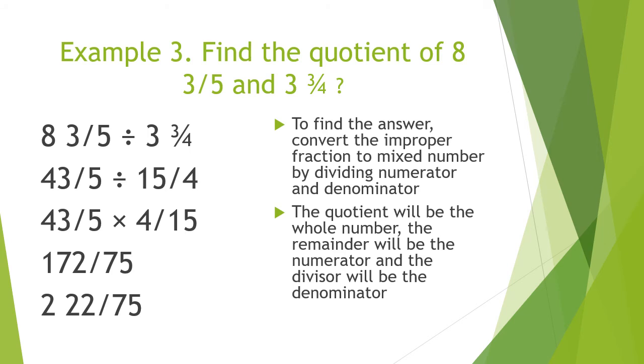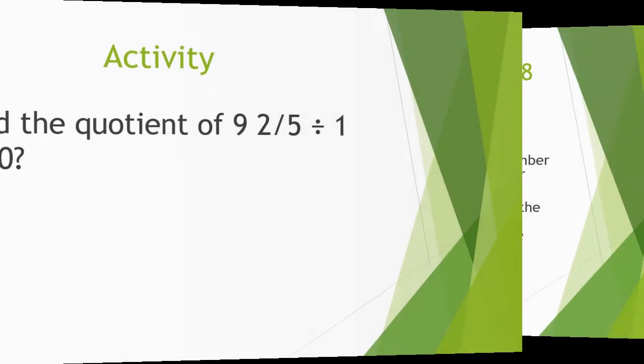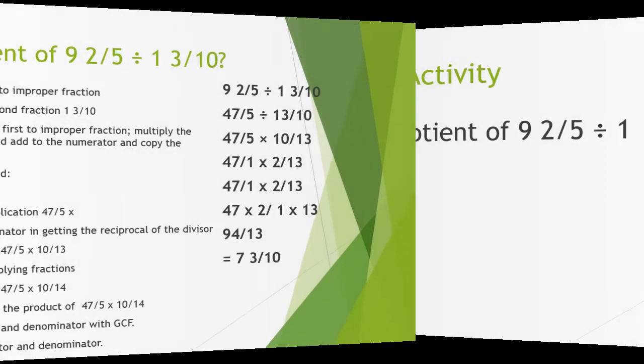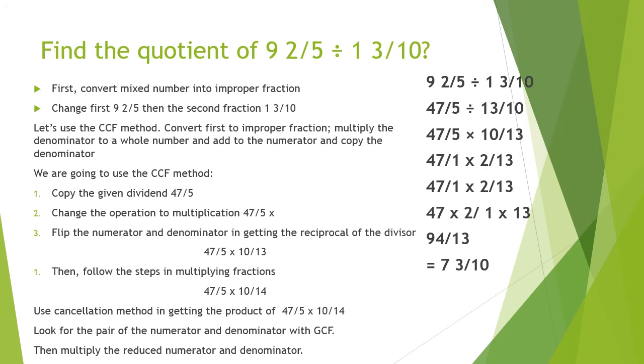And now we will see if you can answer our activity today. Find the quotient of 9 and 2/5 divided by 1 and 3/10. Convert mixed number into improper fraction. In changing mixed number into improper fraction, multiply the denominator to a whole number and add it to the numerator and copy the denominator. 9 and 2/5 becomes 47 over 5 and 1 and 3/10 becomes 13 over 10.